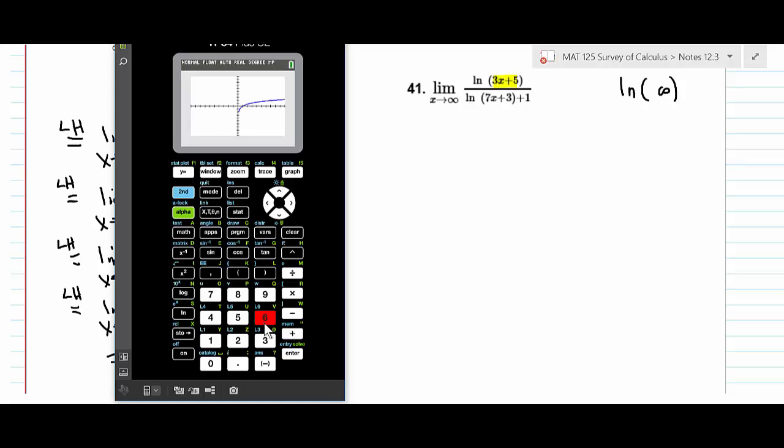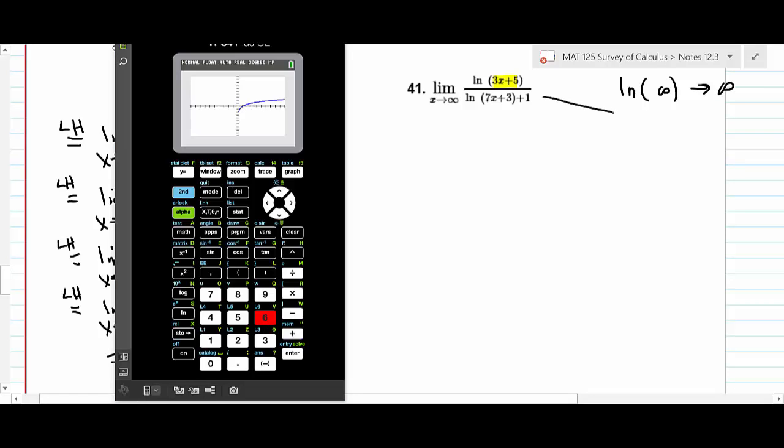See, it just gets bigger forever. It never levels off. It never does. It gets bigger at a slower rate. But if you put in ln of 1 billion, you would get a big number. So it just gets bigger forever. So that's going to infinity.